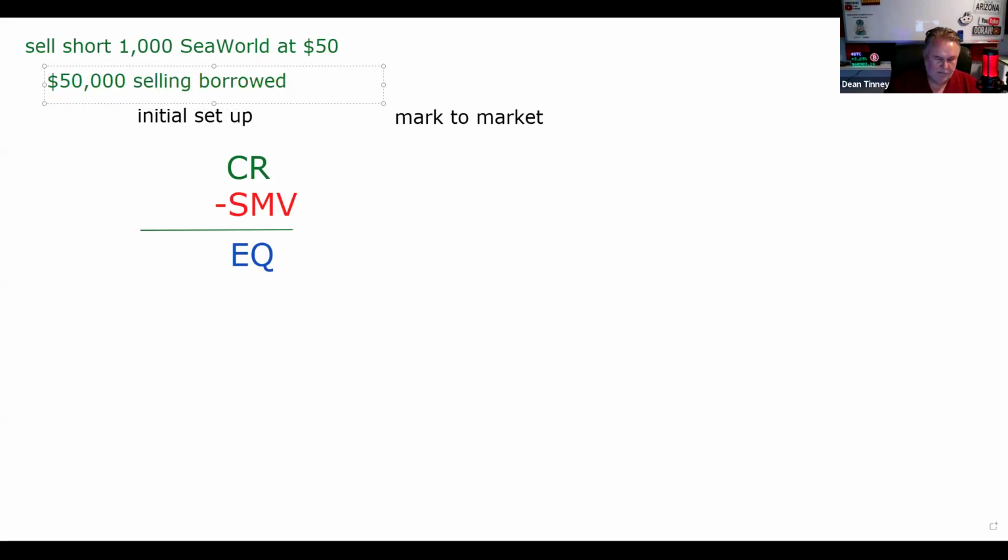So I'm going to get 50 grand from selling the borrowed stock. And then remember, Reg T says I have to put up how much money of that. So how much money am I going to have to add to that? I'm going to have to add half, 25,000. That's my Reg T requirement. And so that means I'm going to have $75,000 in cash in this margin account.